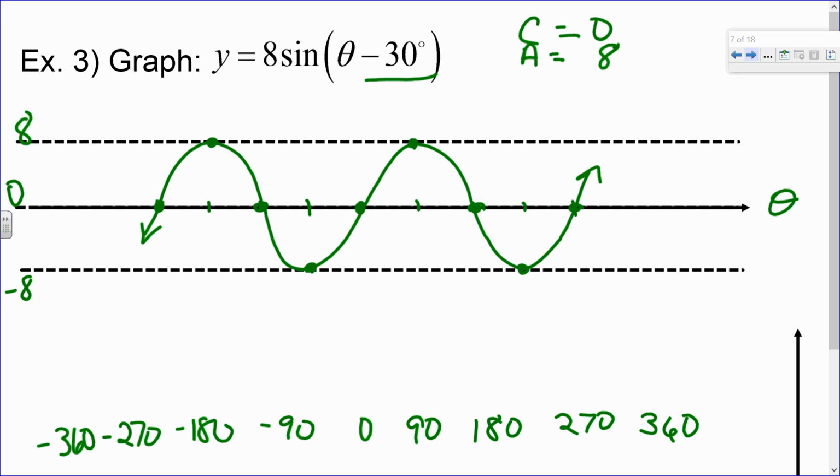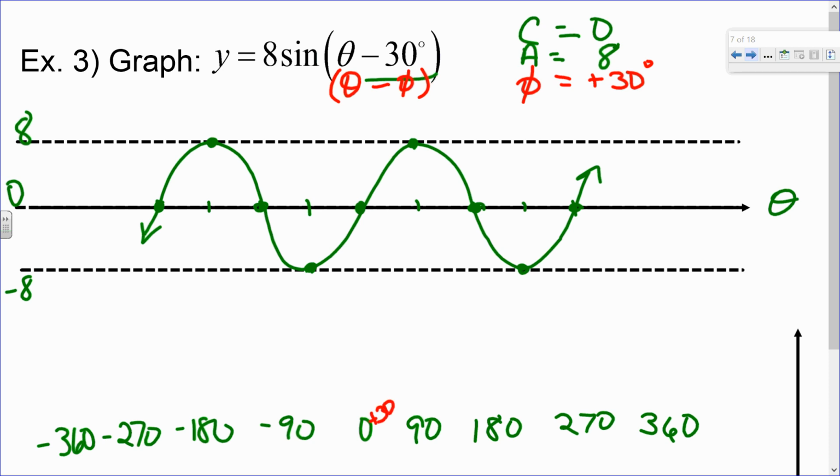My equation has theta minus 30 degrees. So what is phi for this problem? It is positive 30 degrees. So phi is the opposite of what you see written there. Since phi is plus 30, I am going to do a plus 30 to each of these numbers that I wrote down for my scratch work.